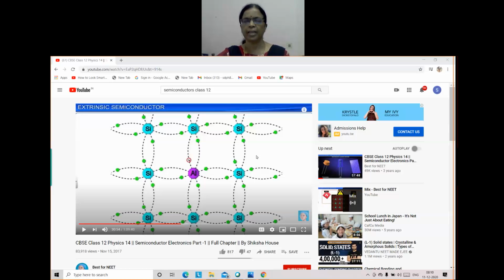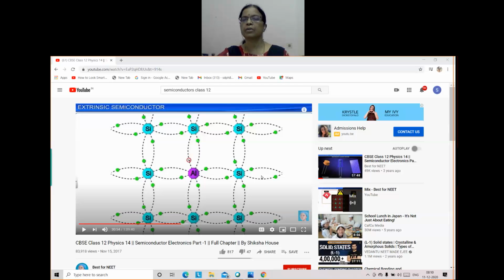In an intrinsic semiconductor. So what is an intrinsic semiconductor? It is a pure semiconductor, no impurities in it. What about the conductivity? Very low conductivity. At 0 Kelvin, it behaves as an insulator, and at room temperature, one of the bonds breaks and it gets some electrons.